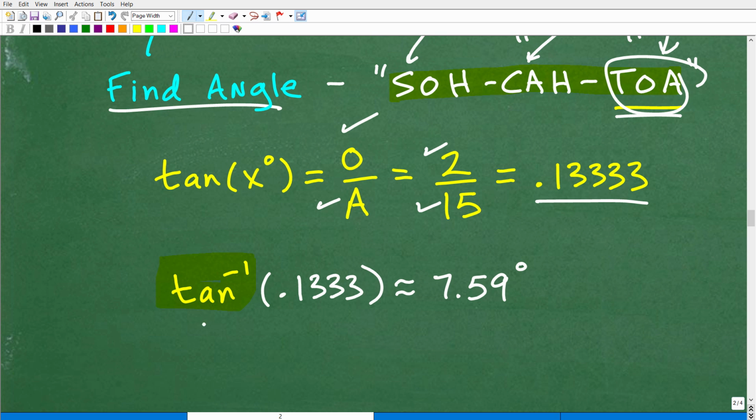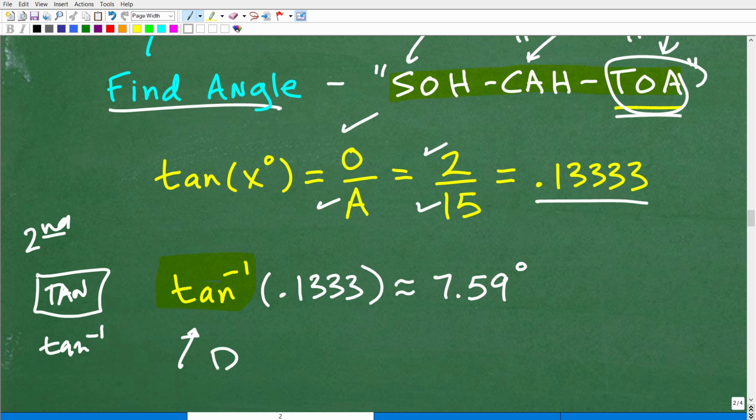This is called the arctangent, okay? And basically, on your calculator, generally speaking, you have to use the second function. You hit that tangent button and that second button, and you'll get this arctangent. What this is basically going to tell us is what angle has a tangent of 0.13333. Okay, and you could just continue on. The more threes you put in here, the more accurate your answer is going to be.